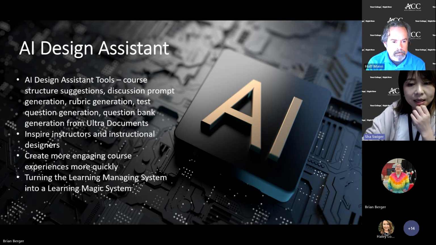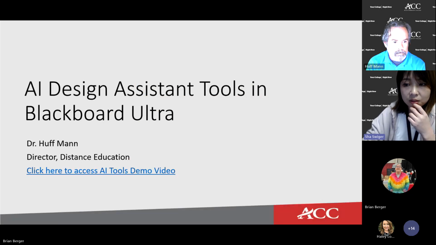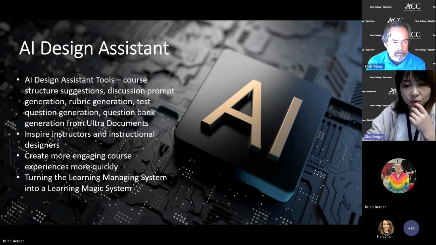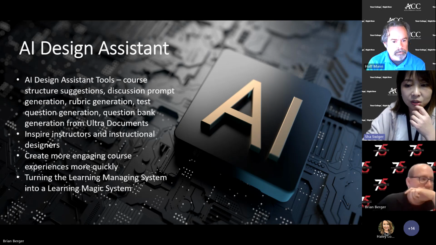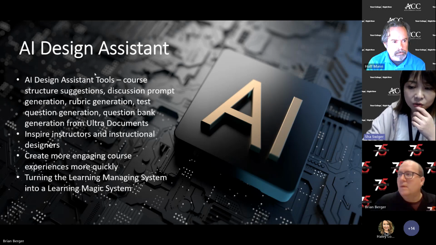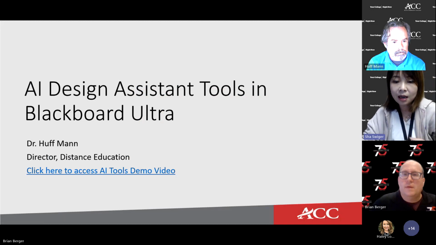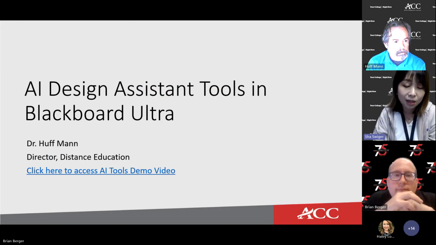Okay. And last but not least, a great enhancement that Ultra offers is the AI design assistant tools that give you course structure suggestions, discussion prompt generation, rubric and question generation, a bunch of all this fancy stuff. So it's a very powerful tool that makes your course design process easier. So from here, I'm going to hand over the stage to Huff to talk more about the AI tools in Blackboard Ultra.